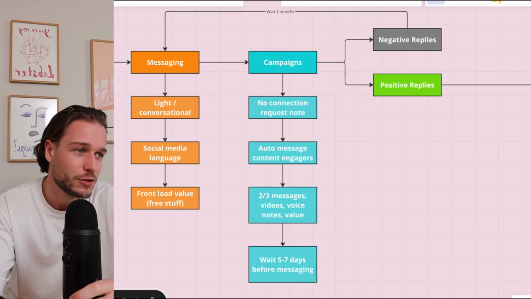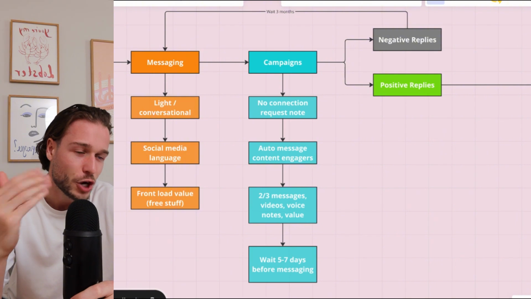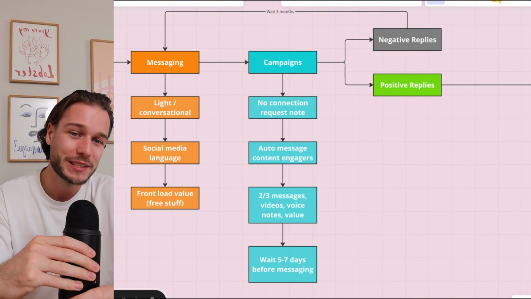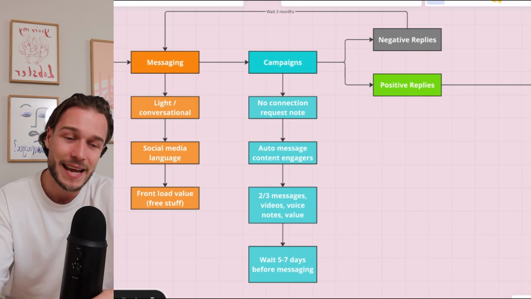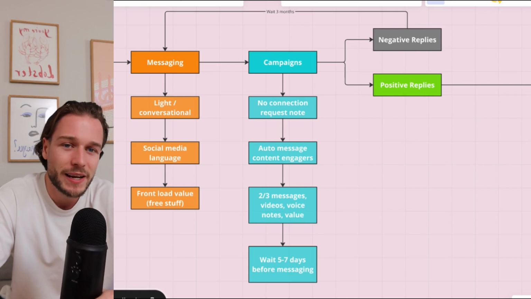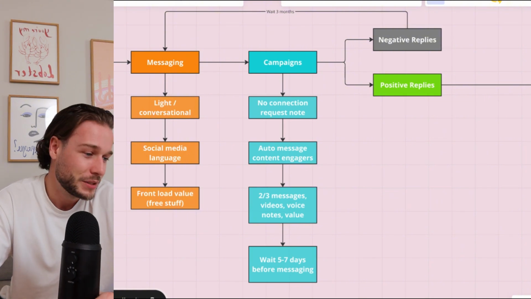And then from a campaign perspective, we want to have sort of 2 or 3 messages, voice notes, videos, and lots of value. So change it up a little bit. You don't need to worry about videos with LinkedIn because it's not cold email. It's not going to land in spam. It'll land in their LinkedIn inbox. So you can send videos, you can send voice notes, just sort of change it up a little bit, break the mold and sort of grab people's attention, okay?